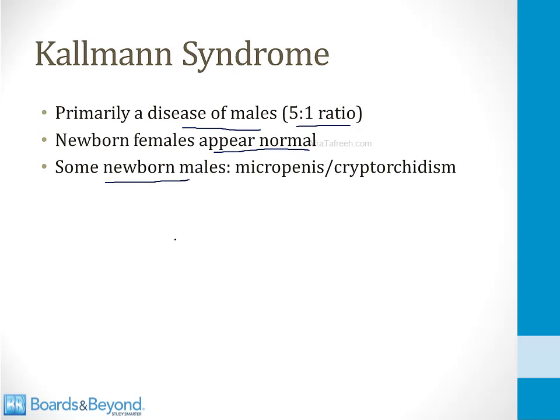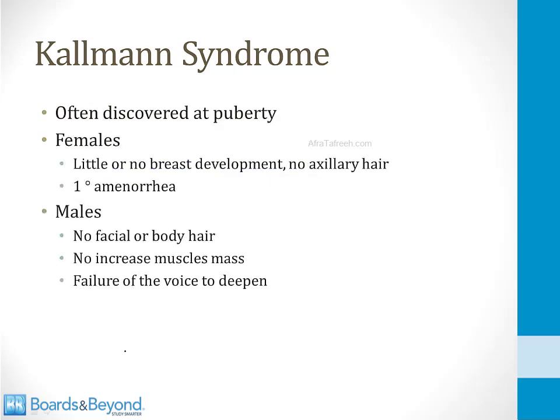It depends on the severity of the syndrome. If they have very low levels of testosterone coming from their testes, then they may have a small penis. This is called micropenis, or they sometimes have cryptorchidism, where the testes don't descend into the scrotum. Often, however, this isn't discovered until puberty. So what happens at puberty if the gonads don't work?